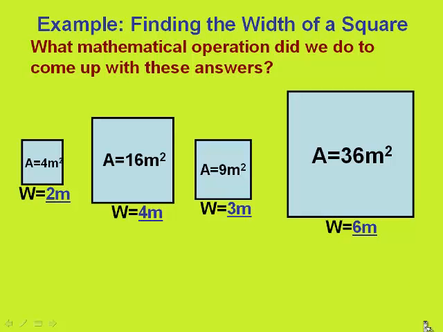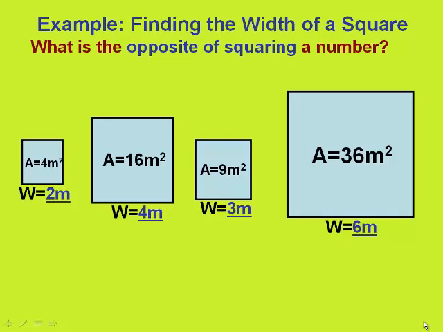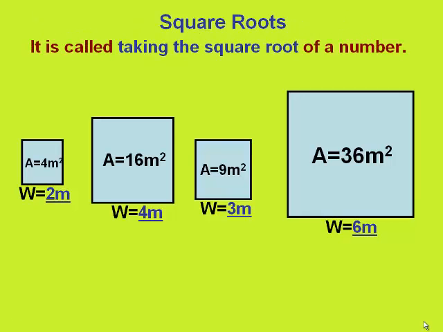Now, an important question for us becomes, what mathematical operation did we do to come up with these answers? What did you do to 16 to come up with the answer of 4? Or, what did you do to 36 to come up with the answer of 6? What is the opposite of squaring a number? The answer is taking the square root of a number.